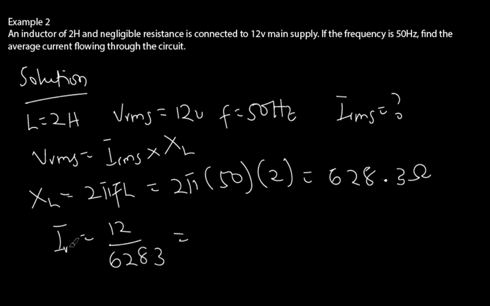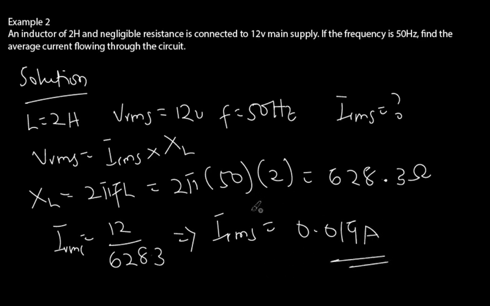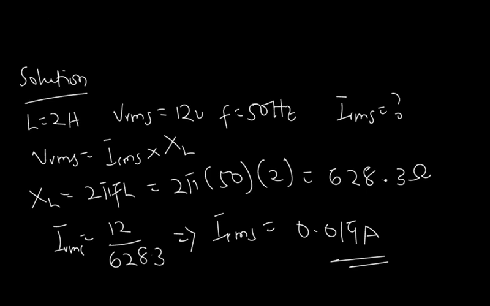So our root mean square current in this example will be equal to 12 divided by 628.3. This will give us 0.019 amperes. So this does it for the second question. Let's have a look at one final question, and then we end this tutorial.